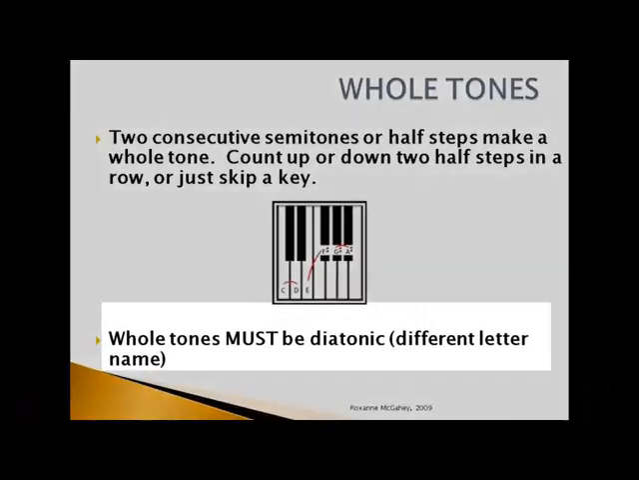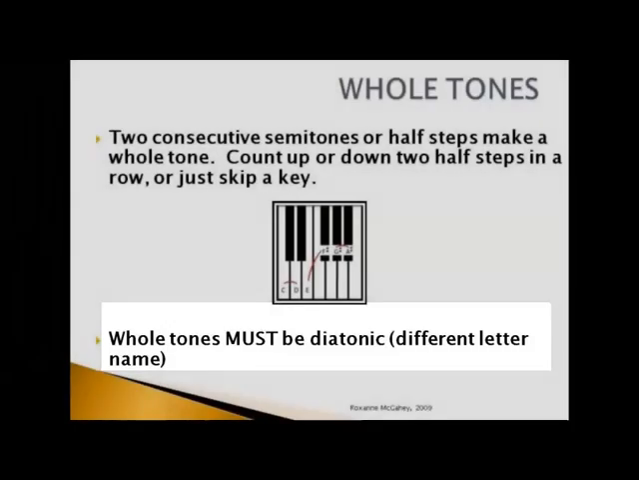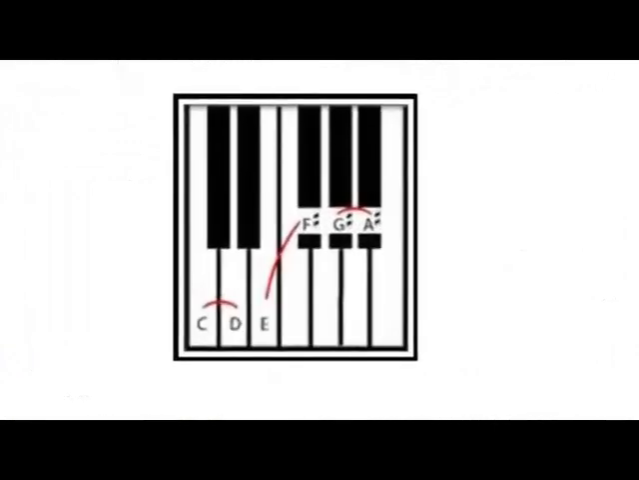Whole tones must be diatonic, which means that you must use a different letter name. And while it's diatonic, you can only go up one note name or down one note name. E to F sharp is a whole tone. E to G flat would not be considered a whole tone because you're skipping one of the note names.